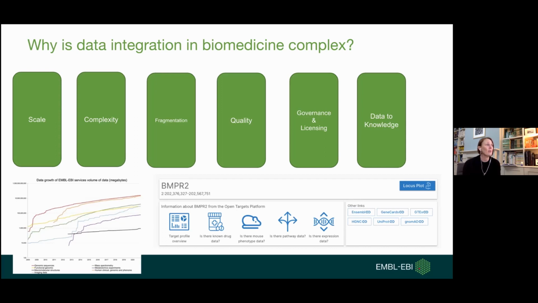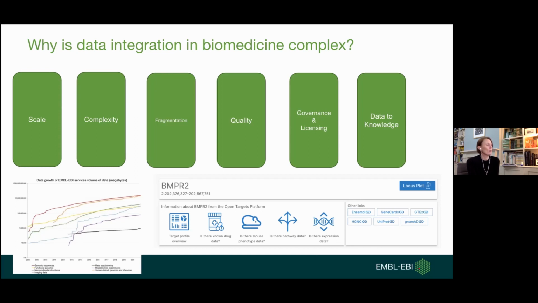But to understand how you might develop drugs for primary pulmonary hypertension, you need to know a lot of things. Is there drug data? Is there mouse phenotype data? Is there pathway data? Is there expression data? And you can see lots of linked datasets here. I'll talk a little bit about how datasets get integrated for different applications and what kind of things we need to do to deliver those. But this is the problem.